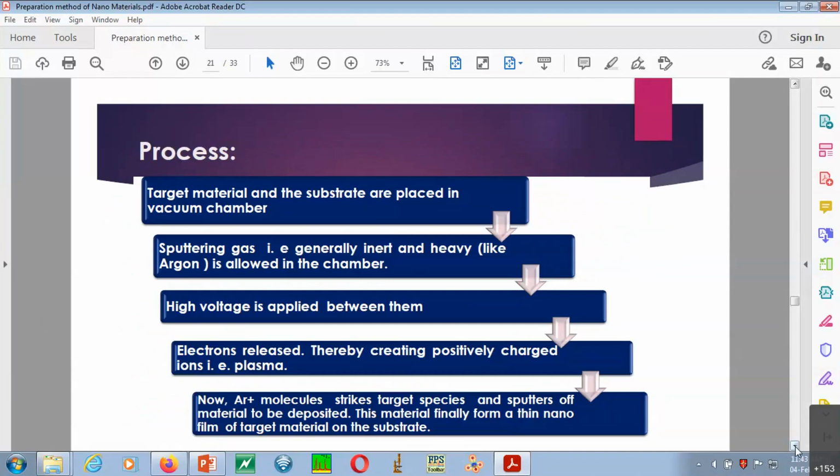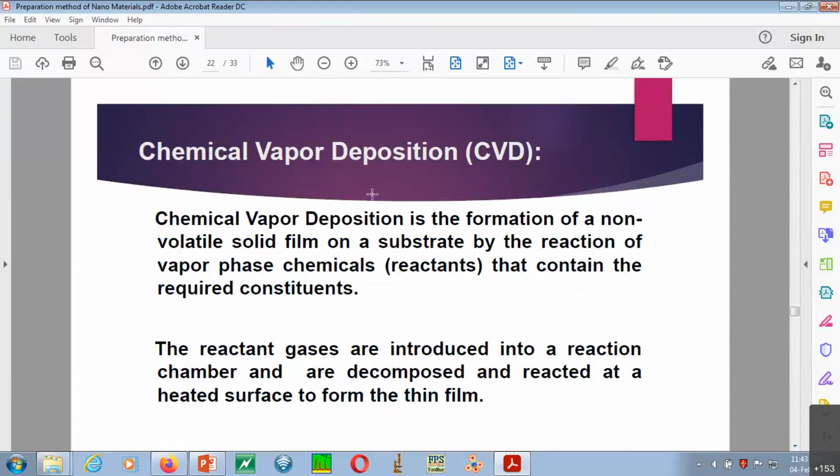It's very simple. And now coming to the other two processes: chemical vapor deposition, CVD, and there is also sol gel. Keep in mind these two, CVD and sol gel, come under the bottom up approach. Let me go through this one by one. CVD part.